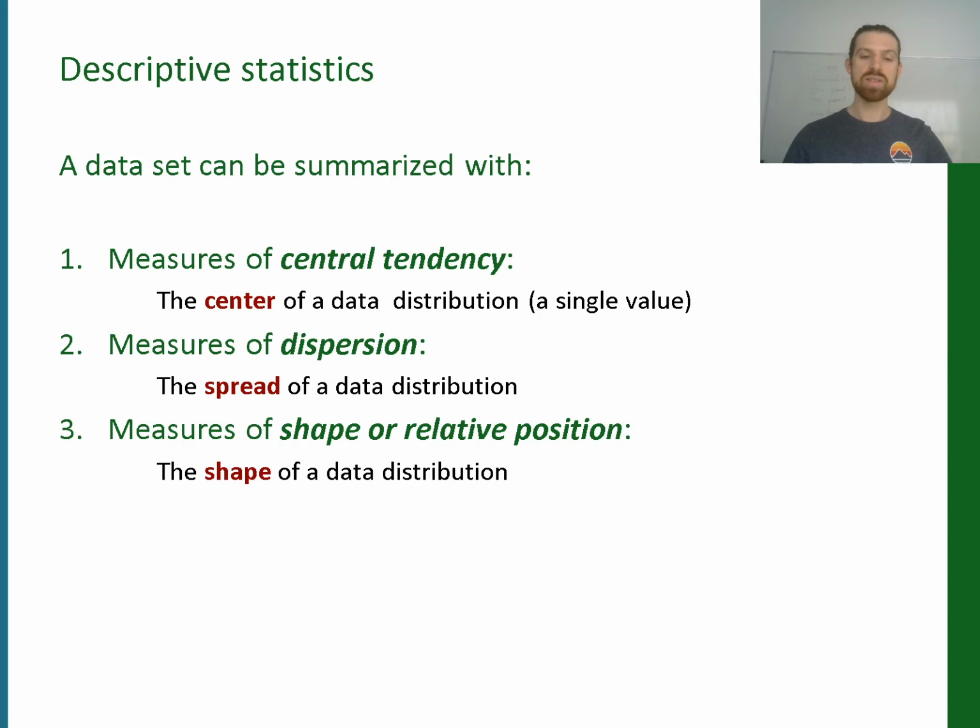Great. So there's these different types of descriptive statistics. So the data set can be summarized with these three types, and I just want to quickly emphasize what they are, and then we'll kind of talk a little bit more about what could be in each one of those different areas. So measures of central tendency, measures of dispersion, so how distributed the data are, and then measures of kind of the shape and the relative position of a data distribution.